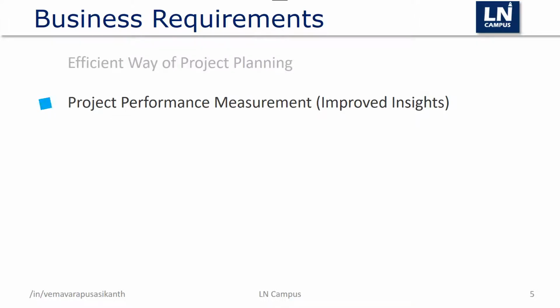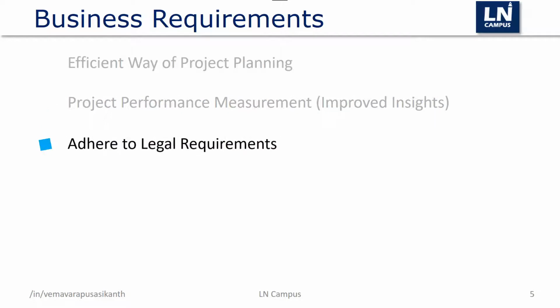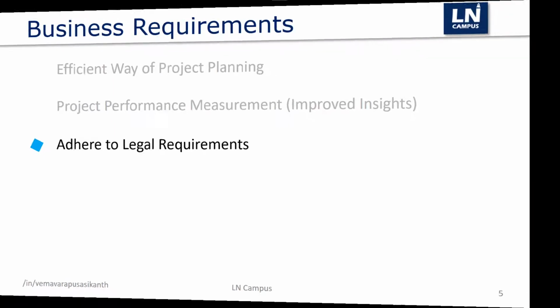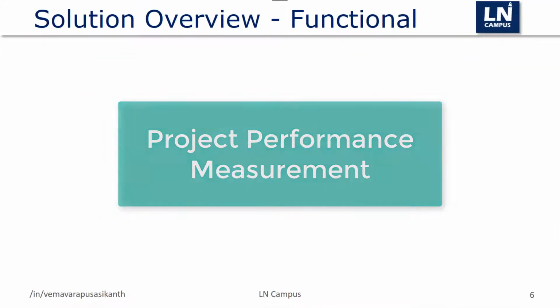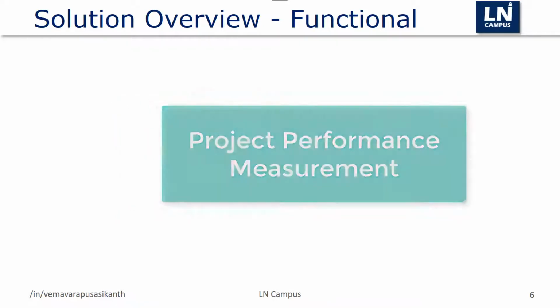The third business requirement is, big projects oftentimes extend over different accounting periods and you have to adhere to the legal requirements. For example, as per the Indian accounting standards, you need to recognize the revenue of your project although you have not invoiced your customer in the middle of the project. As discussed during the previous slides, we are going to focus more on the project performance measurement to ensure that our project is going as per the plan. Let's take an example.